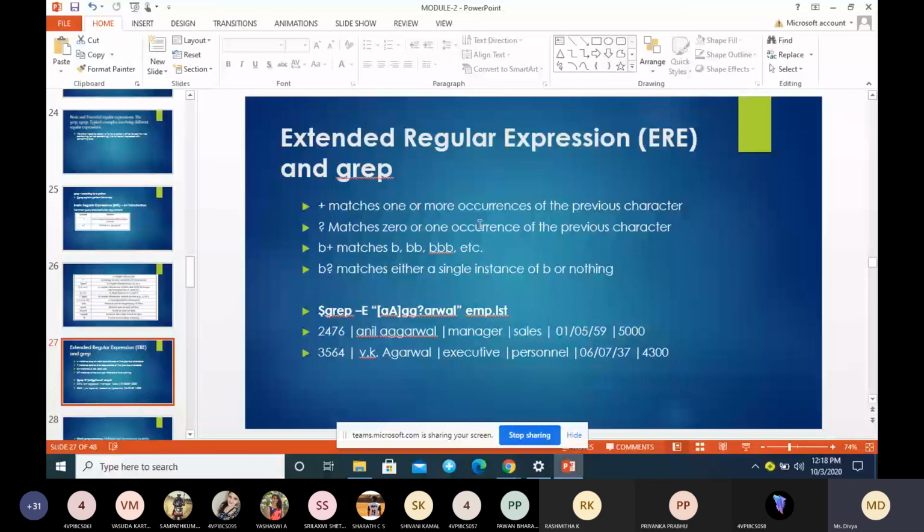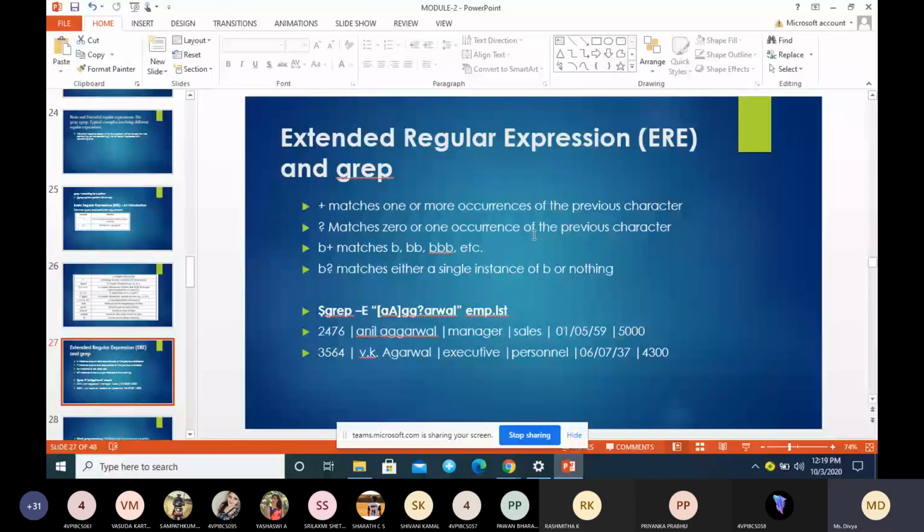we are using plus and question mark. Plus will match one or more occurrences of the previous character. We are using question mark. I'll give examples. So first we'll discuss question mark. Question mark is matching zero or more occurrences of the previous character.